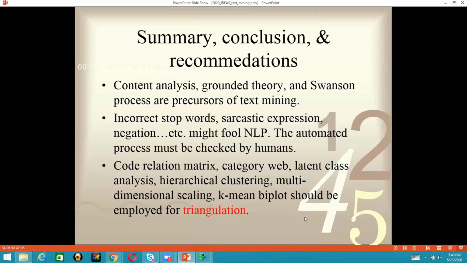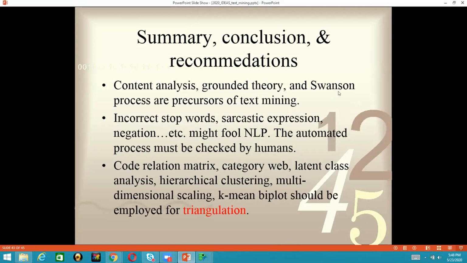Okay, now summary, conclusion, and content analysis, grounded theory, the Swanson process are precursors of text mining. Okay, all are done by hand, by humans. Now we have AI, we have NLP, so we can automate this process.